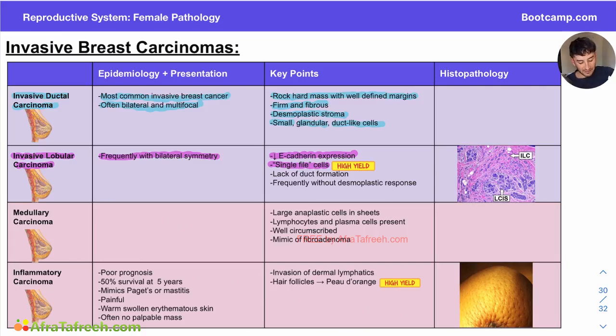This is going to have a lack of duct formation because the ducts are essentially getting so deranged that these cells are spreading everywhere. And this is frequently without desmoplastic response. And remember, desmoplastic response is the body trying to create fibrous tissue to contain this cancer. And this is not happening because this is a really aggressive malignant disease process.